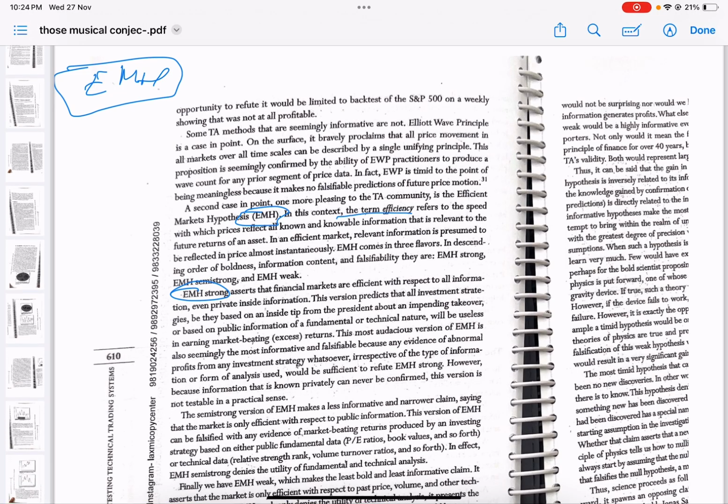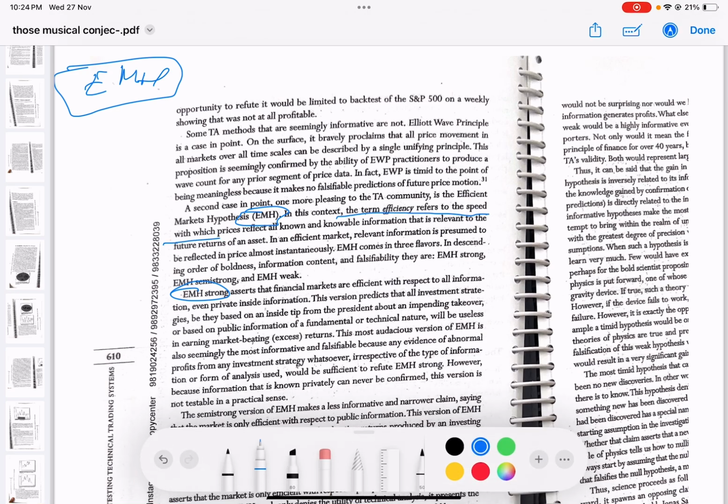Okay. The term efficiency refers to the speed with which prices reflect all known and knowable information that is relevant to the future returns of the asset. In an efficient market, relevant information is presumed to be reflected in price almost instantaneously. EMH comes in three flavors. In descending order of boldness, information content, and falsifiability they are EMH strong, EMH semi-strong, EMH weak. So these are the three things.